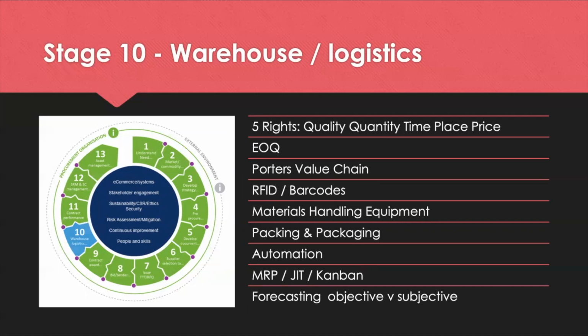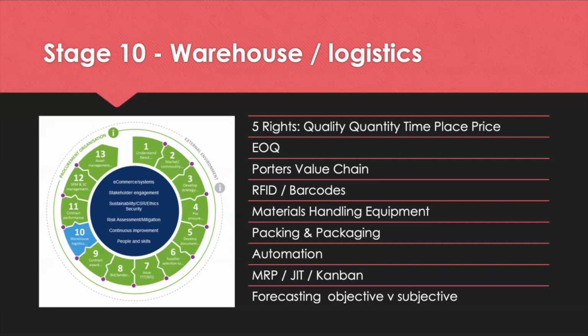So other theories you could put in here other than the 5 rights is the EOQ, the economic order quantity, Porter's value chain, inputs, transformation, outputs, the use of barcodes and radio frequency ID, different types of material handling equipment like forklift trucks, pallet trucks, conveyor belts, the importance and role that packaging and pack-in plays in making sure that the goods being stored remain safe.